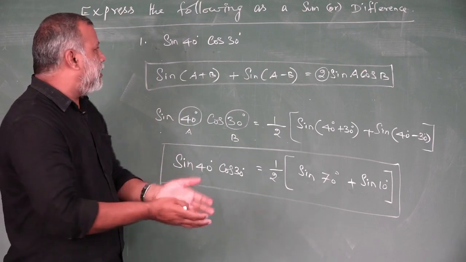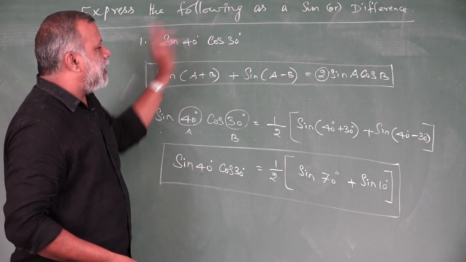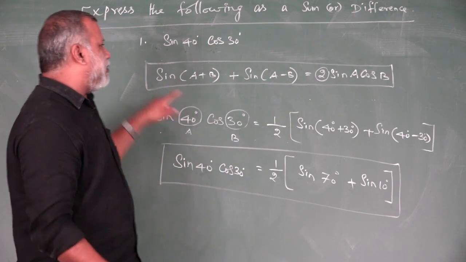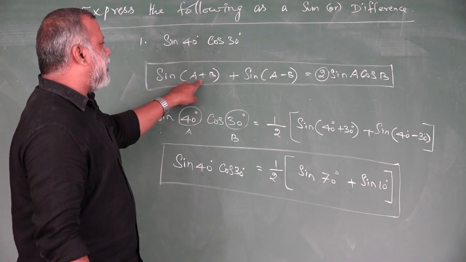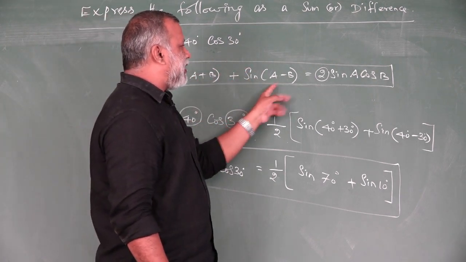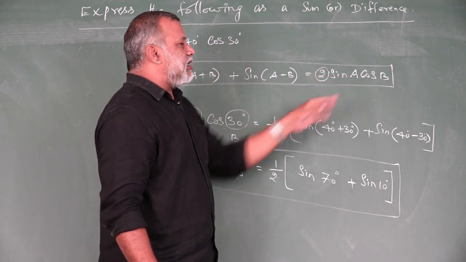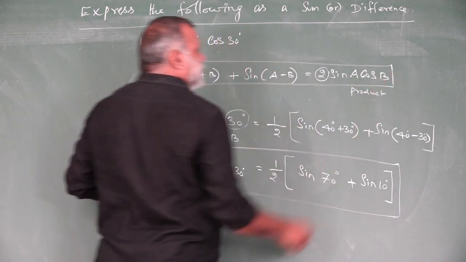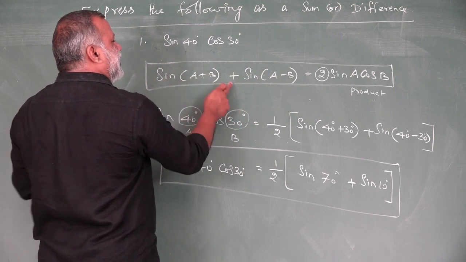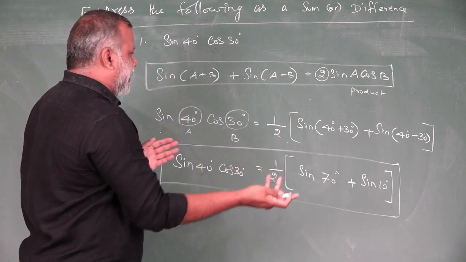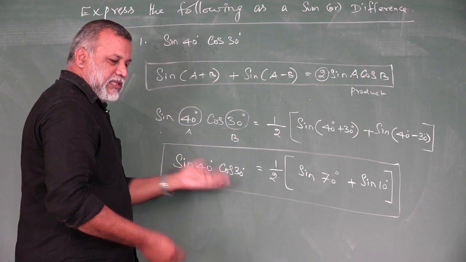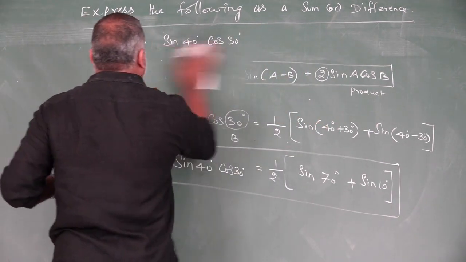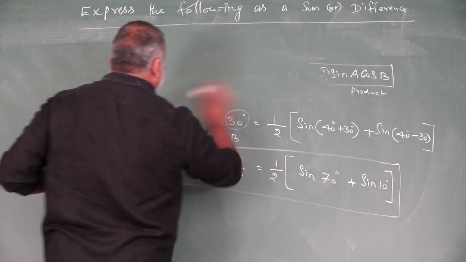First understand the question. What is the given data? Sin 40 cos 30. Immediately you have to relate this with the corresponding formula. This is the corresponding formula: sin of (a plus b) plus sin of (a minus b) equals 2 sin a cos b. See here, this is a product. So the given data is a product, and the result is a sum or it may be a difference. Just apply, then simplify, and you can get the result. In the same model, we are going to work out many questions related to this.